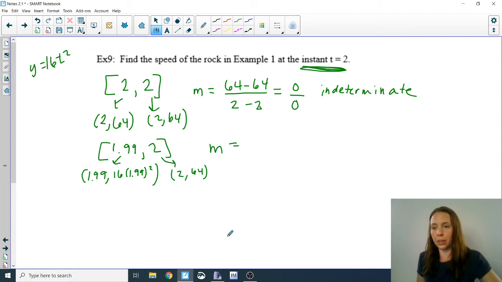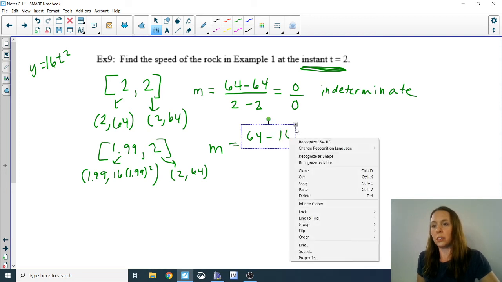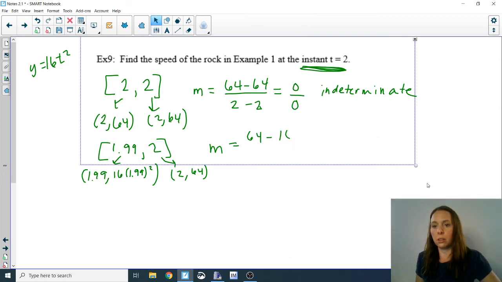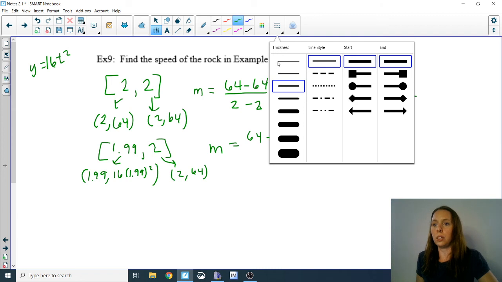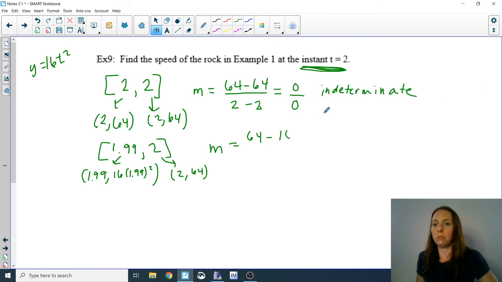Okay, before I grab my calculator, I will write it out. My y2 is 64 minus my y1, which I just wrote as 16 times 1.99 squared, over 2 minus 1.99. This is where my writing starts to get horrible because I have to write so much.